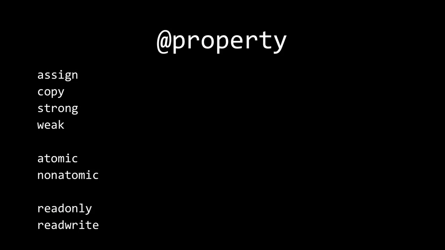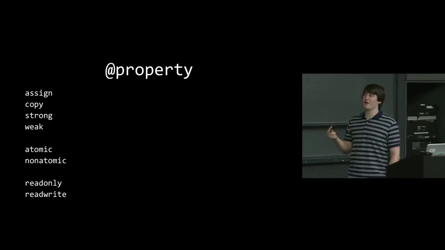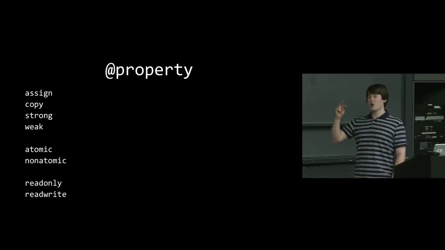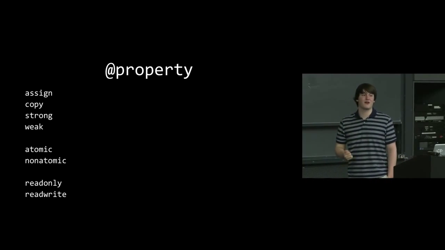Okay, so then this is going to be the next example that we're going to want to use, but let's just look at the slide first. So property. This is going to be what we're going to use to enable us to use dot syntax. We can somewhat ignore a lot of these keywords for now. These assign, copy, strong, weak are things we're going to deal with next week. Strong and weak in particular are pretty much the only things you really need to think about under ARC.